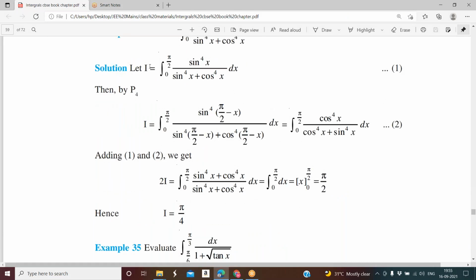Adding 1 and 2, what is 1? This is 1. So I plus I is 2I on the left hand side. On the right hand side, you will get integral 0 to pi by 2 of sine power 4 plus cos power 4 in the numerator, divided by the denominator, cos power 4 plus sine power 4. This will get cancelled.